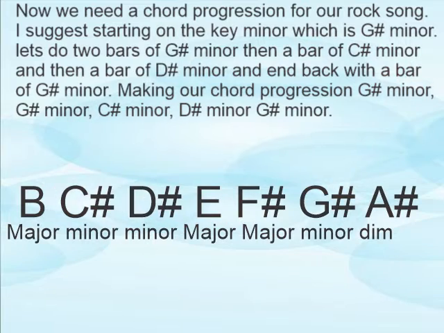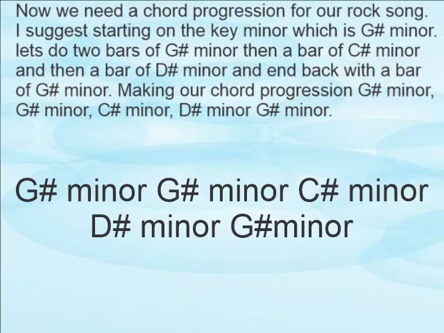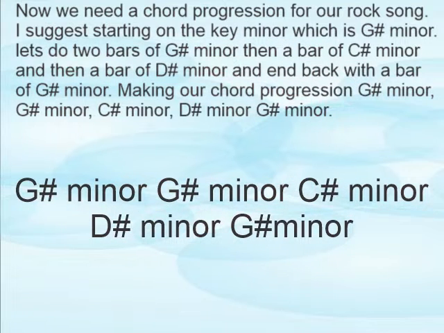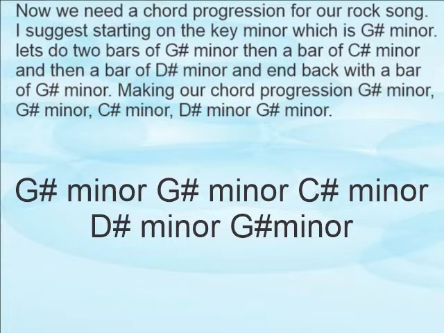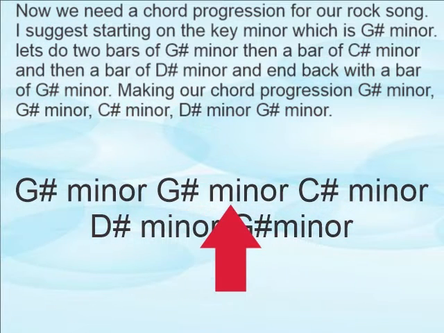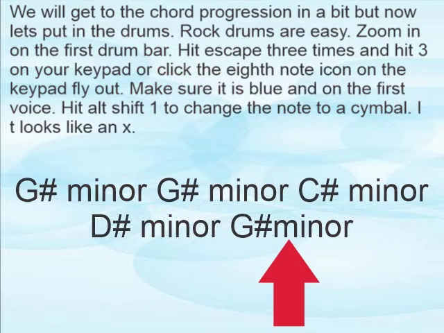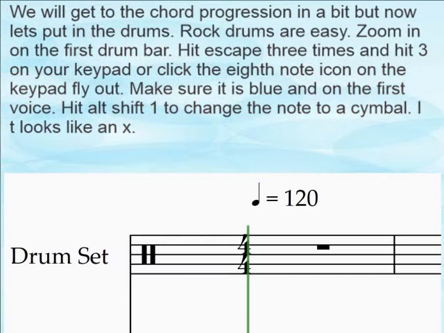Now we need a chord progression for our rock song. I suggest starting on the key minor, which is G sharp minor. Let's do 2 bars of G sharp minor, then a bar of C sharp minor, and then a bar of D sharp minor, and then end with a bar of G sharp minor, making our chord progression G sharp minor, G sharp minor, C sharp minor, D sharp minor, G sharp minor. We will get to the chord progression in a bit, but now let's put in the drums.